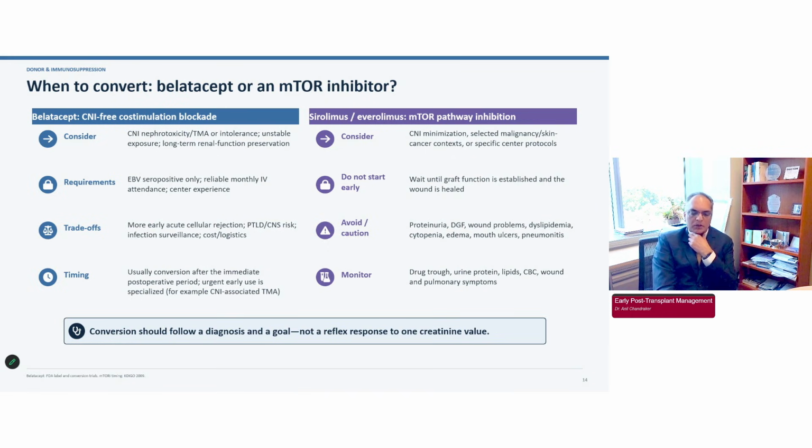Sirolimus and everolimus, mTOR inhibitors, can be used for CNI minimization or in select emergency or cancer contexts. They should be avoided when there's any proteinuria, delayed graft function, or wound infection. Again, they cause cytopenia, edema, mouth ulcers, and pneumonitis. So that may be another contraindication for giving these drugs.